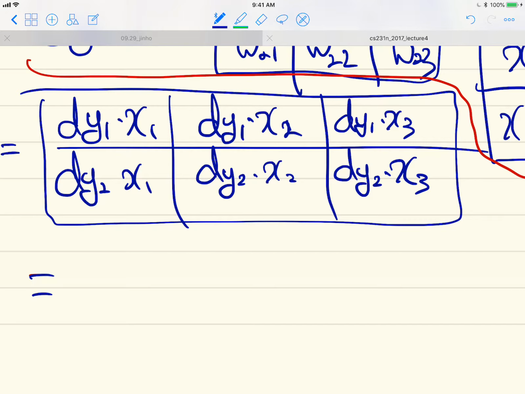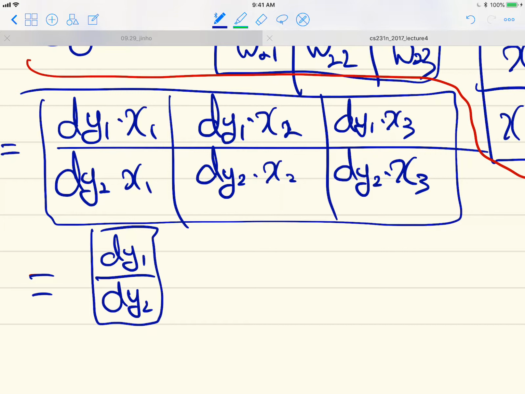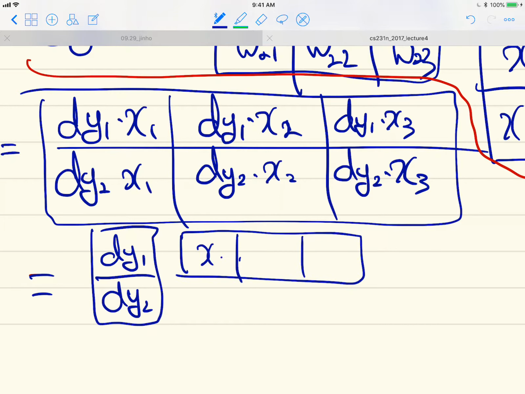And how? So as you can see, each column will all have the elements as dy1 and dy2, right? And all rows will have x1, x2, and x3. And so it can be factorized into this form, dy1 and dy2 as a column vector, and x1, x2, x3, right? So this was part of the 4 different perspectives of matrix multiplication, right?